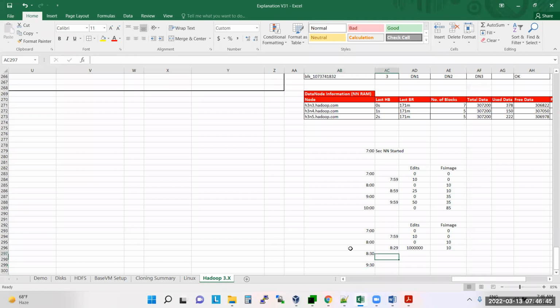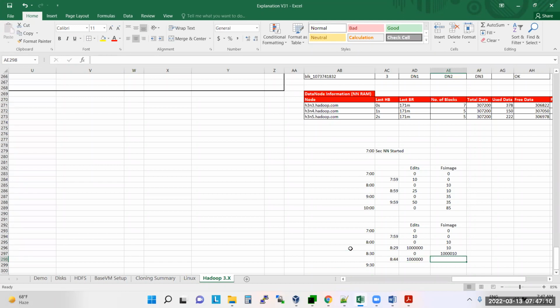Now the 8:30 checkpoint happened. Now it is 8:44, and again 1 million transactions came. That means at 8:30, how many will be there in edits? Edits 0, sir. And FS image 1 million and 10. Now at 8:44, again 1 million transactions came.